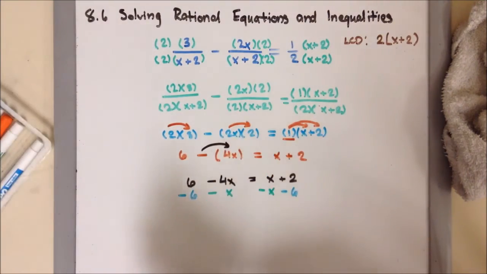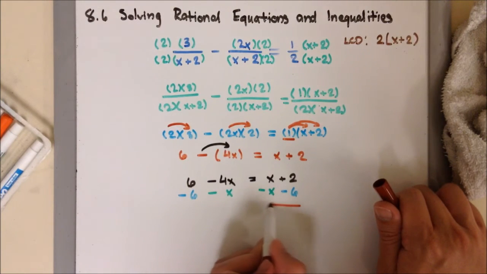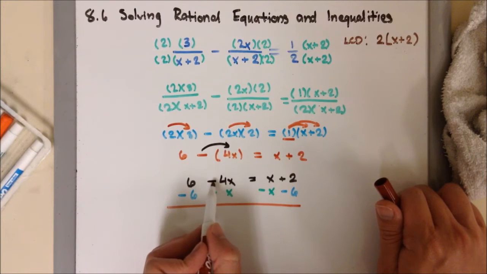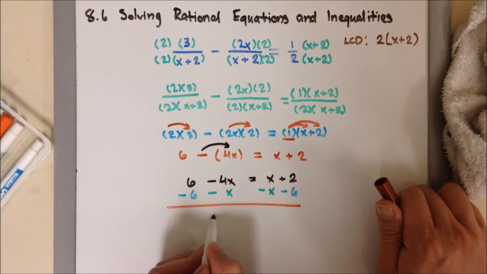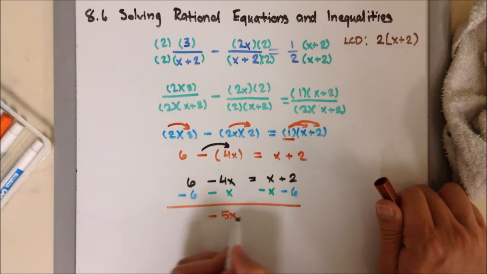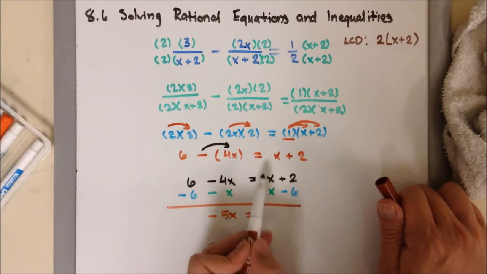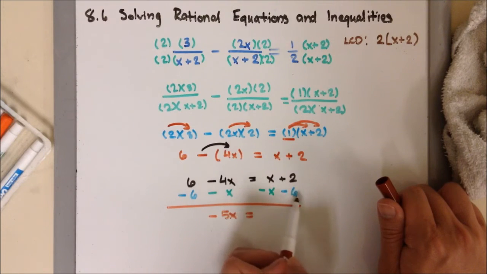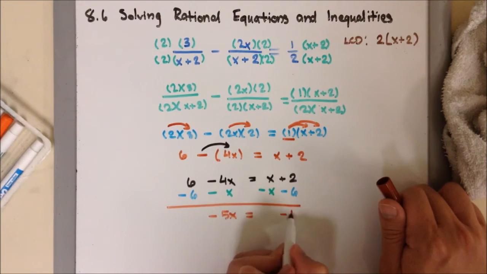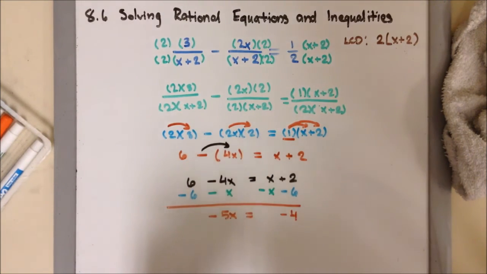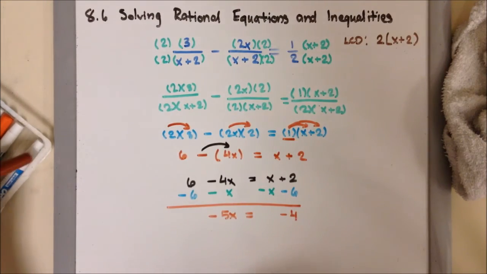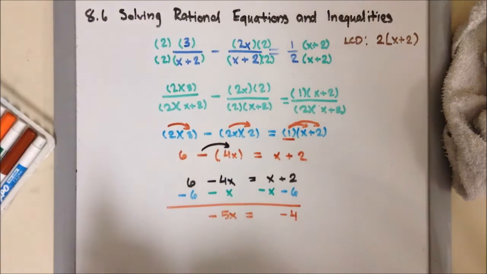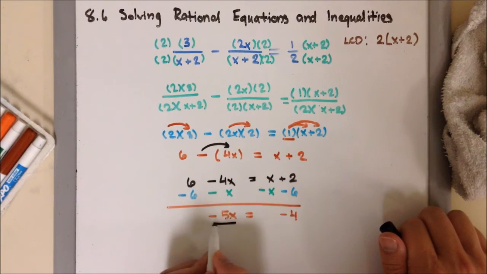So when I do that, what I'm going to have on the left is that the 6 will cancel out, then it's going to be negative 4x minus x, which will be negative 5x, equals, on the right side, the x cancels out, and then I'm going to have positive 2 minus 6, which will be negative 4. Now from there, in order to solve for x, I'm going to divide both sides by the number in front of x, which is negative 5.